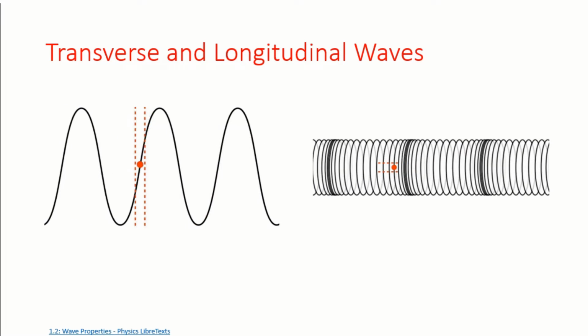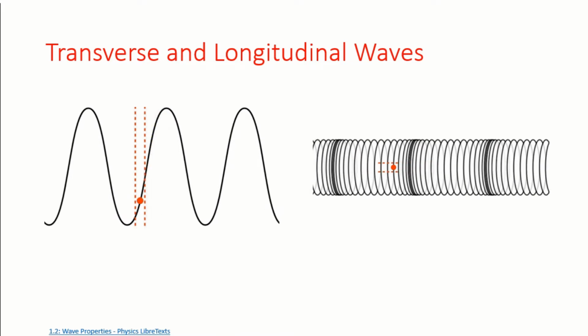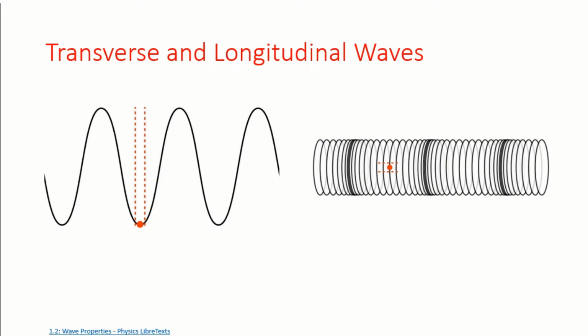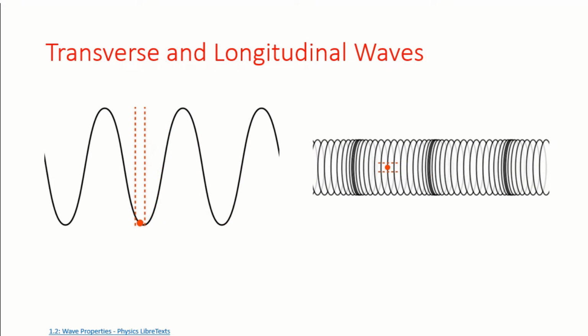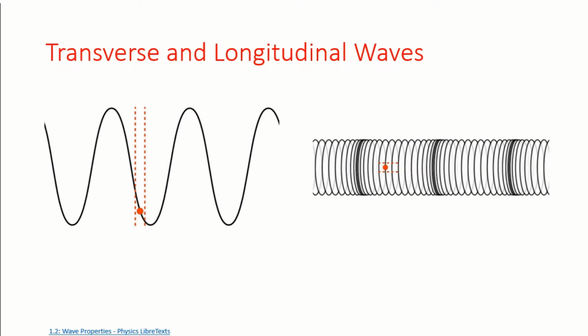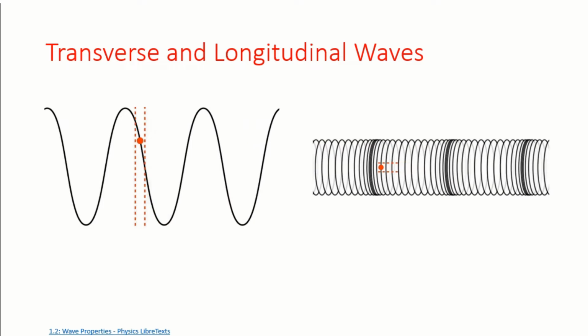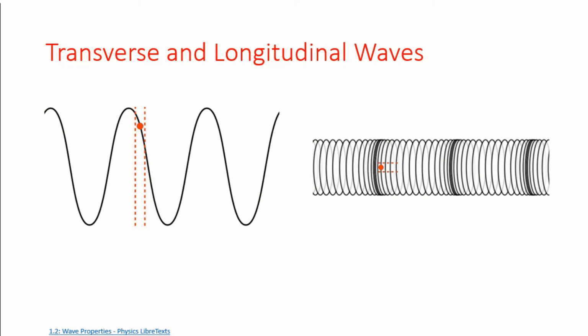So let's start with the left-hand image. What you can see there is probably the classic form of the wave, with very clear amplitude and wavelength. What's really nice is you can see the motion of one individual particle, that red dot moving up and down. This image is of a transverse wave.